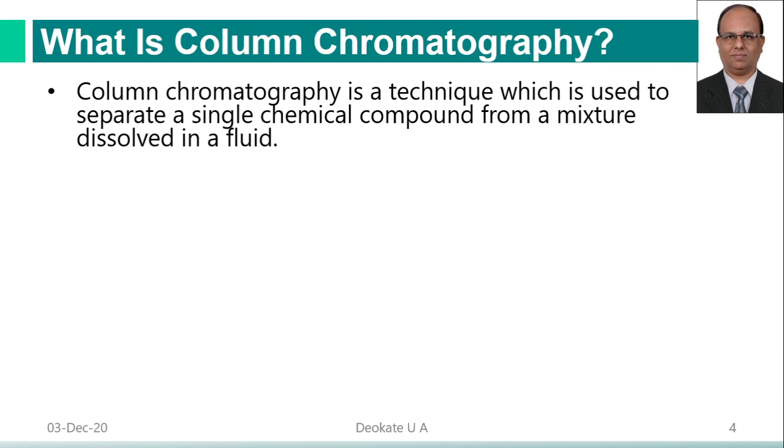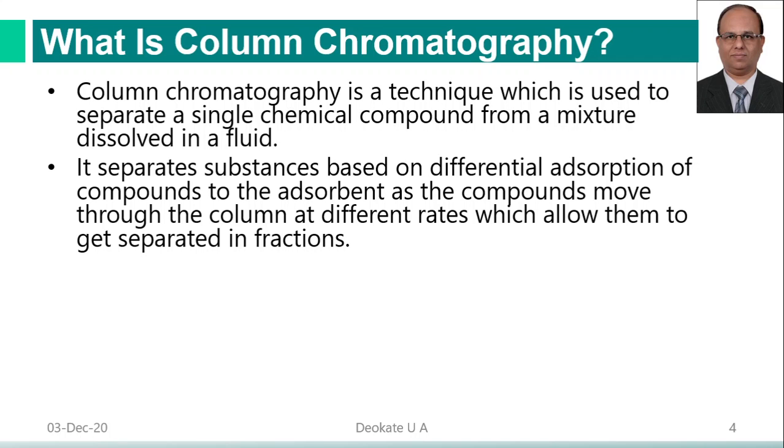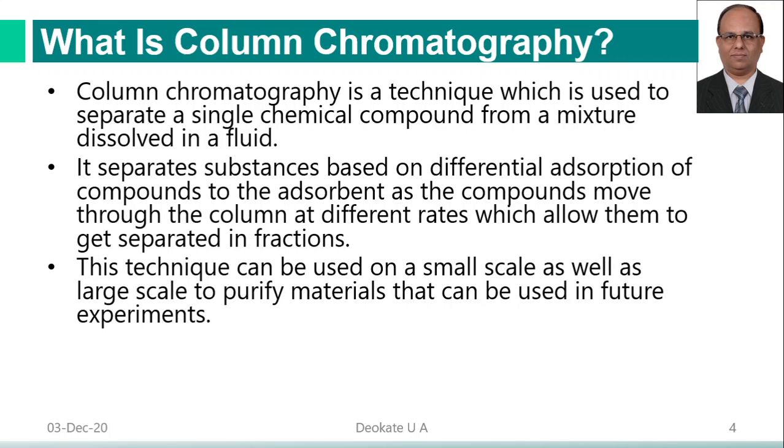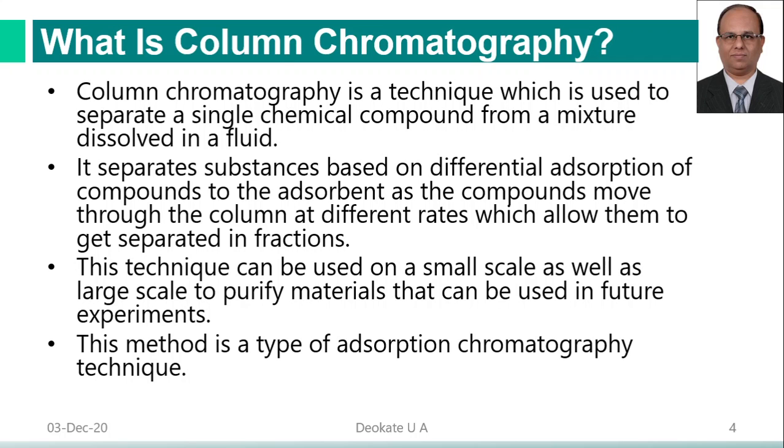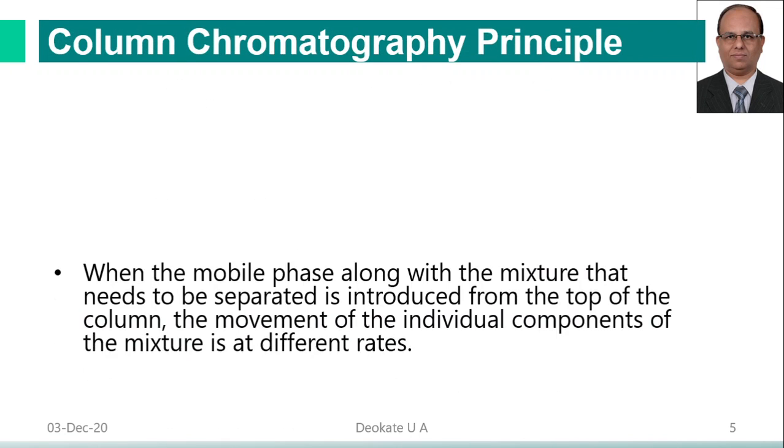What is column chromatography? Column chromatography is a technique which is used to separate a single chemical component from a mixture dissolved in a fluid. It separates substances based on differential adsorption of components to the adsorbent, with the compounds moving through the column at different rates, which allows them to get separated in fractions. This technique can be used on a small scale as well as on a large scale to purify materials that can be used in further experiments. This method is a type of adsorption chromatographic technique.